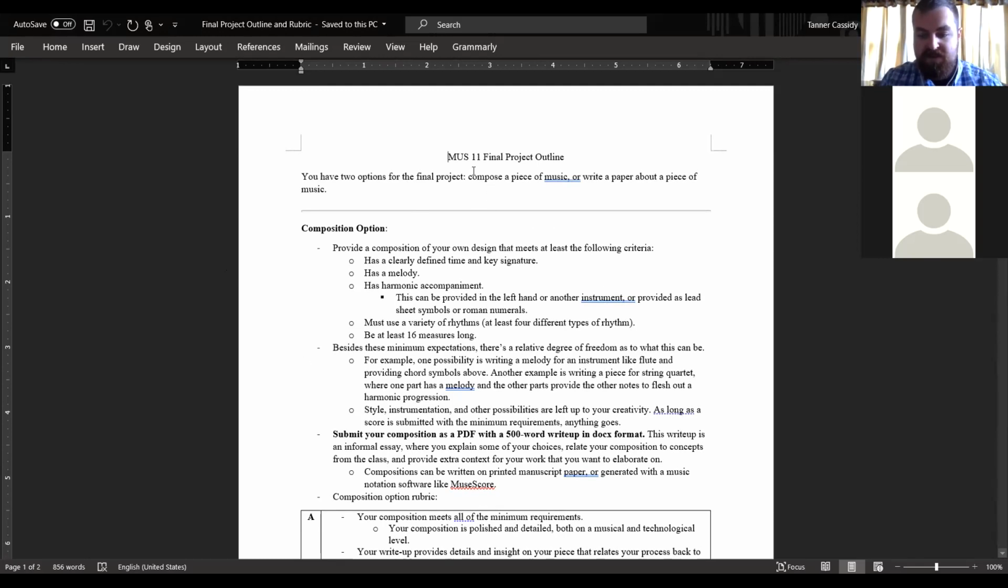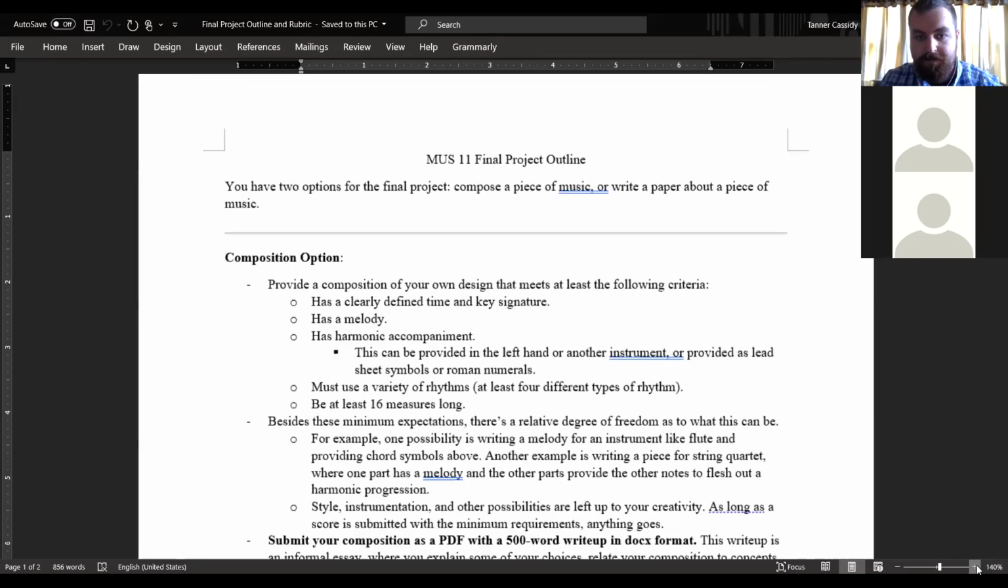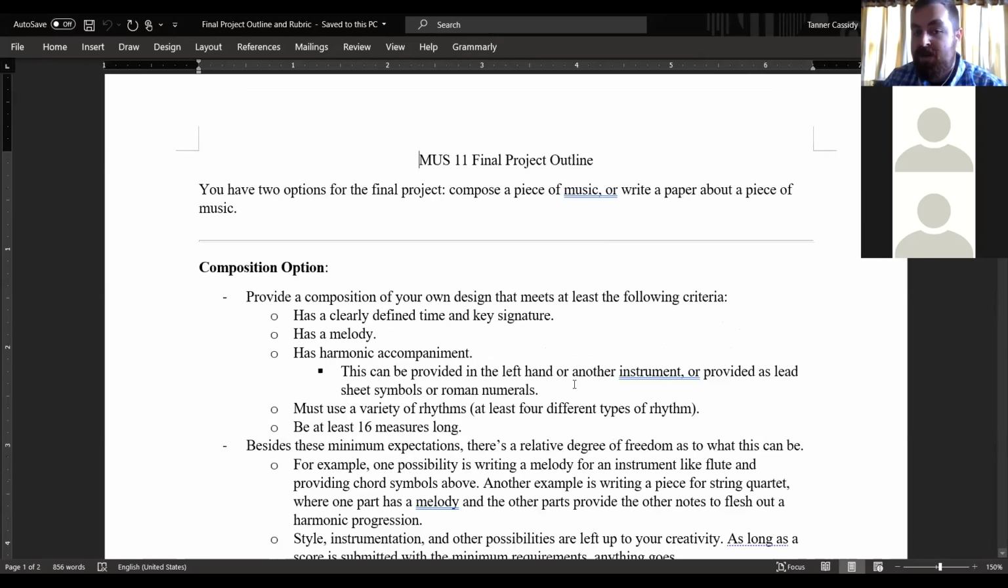You have 2 options. You can either compose a piece of music, or write a paper about a piece of music. I'm just going to say right off the bat, if you don't like writing, well, first of all, they both will have writing, so sorry. But also, composition and writing are both difficult in very different ways. There is no easier or quicker option.